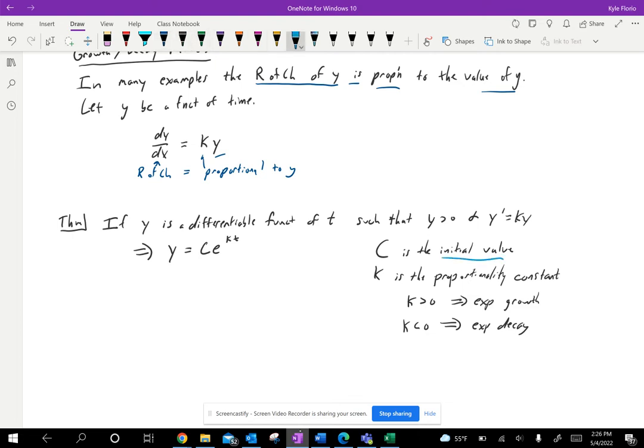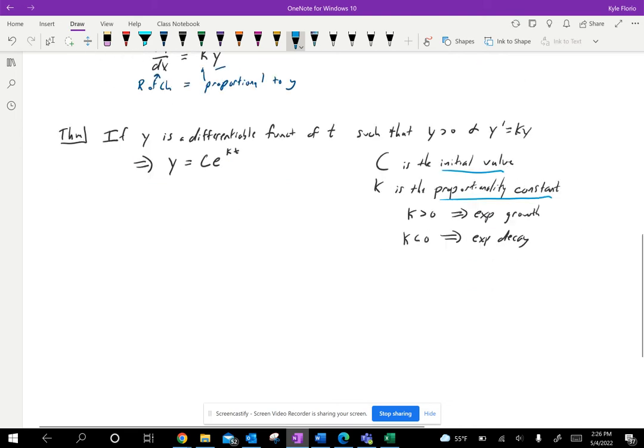So C is the initial value, and K is what we call the proportionality constant. E is just the natural base e, which is like 2.718. It's kind of like pi. And t is time, and whatever the problem calls for: years, days, minutes, etc.